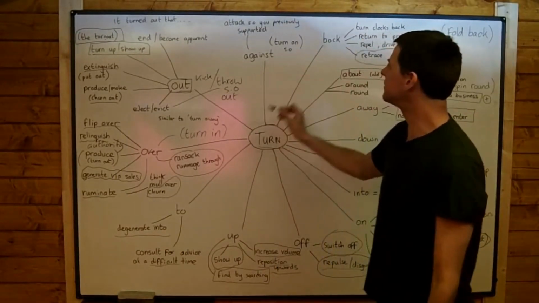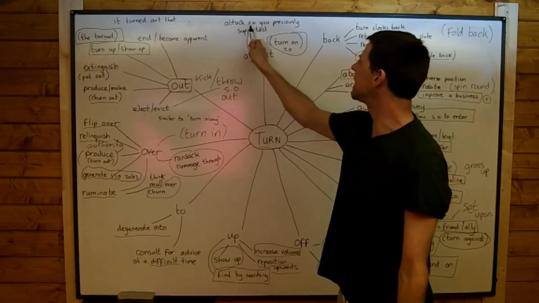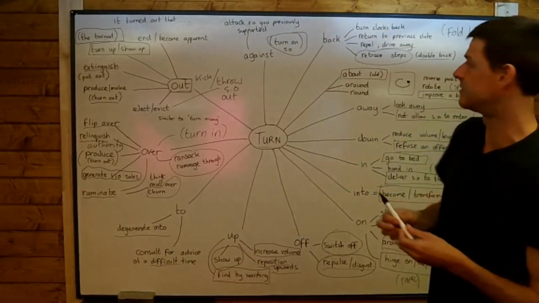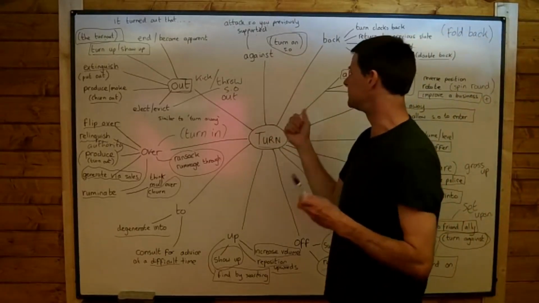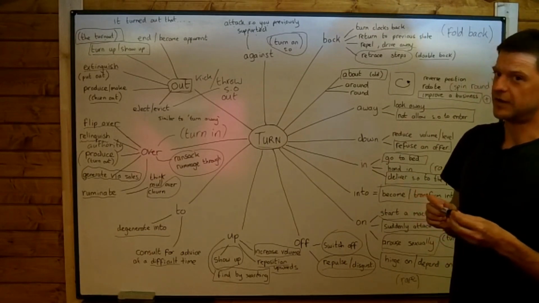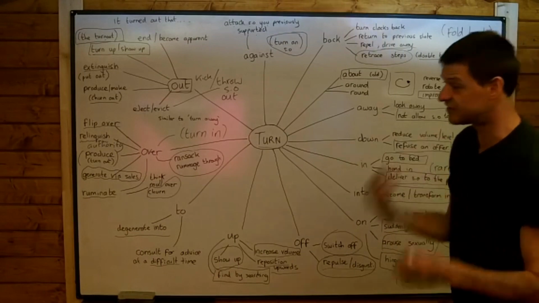Okay, if you turn against someone, it's exactly the same as turn on someone when you attack someone you previously supported. You attack a friend or ally. So like the dog which turned against its master, it turned on its master. Not in the other meaning, of course, but in the meaning that it attacked its master, it set on its master.